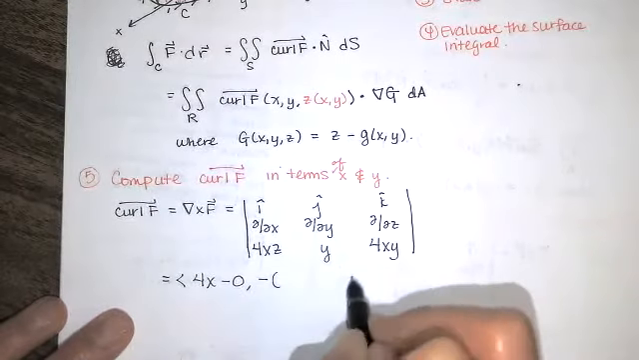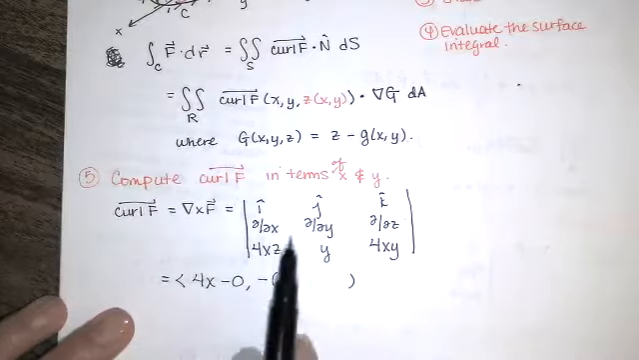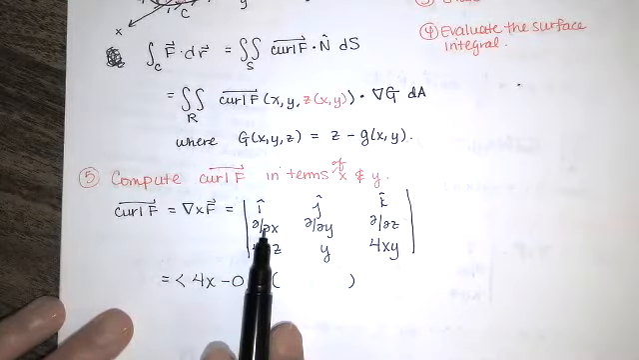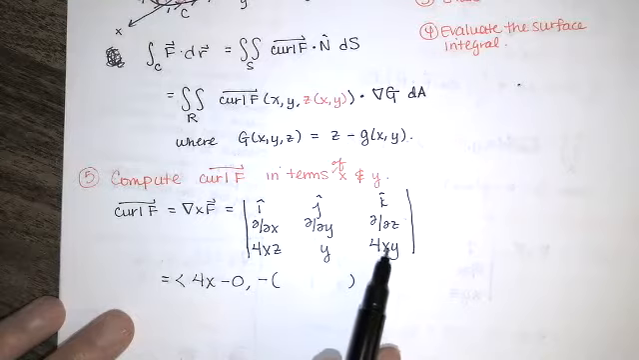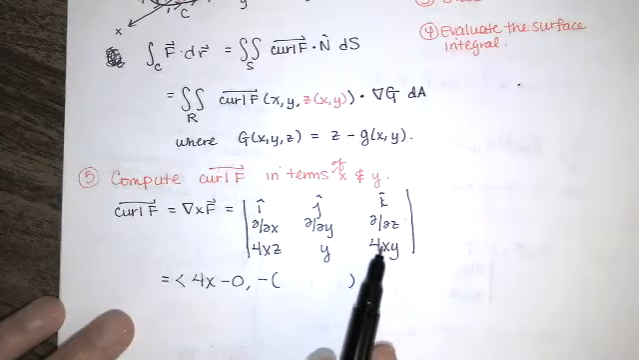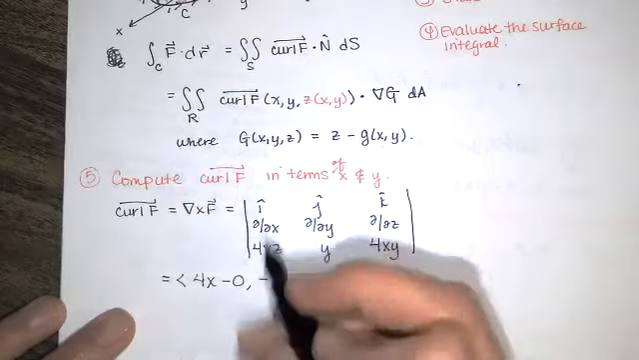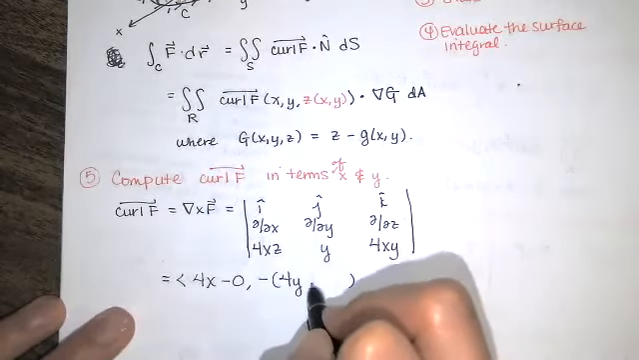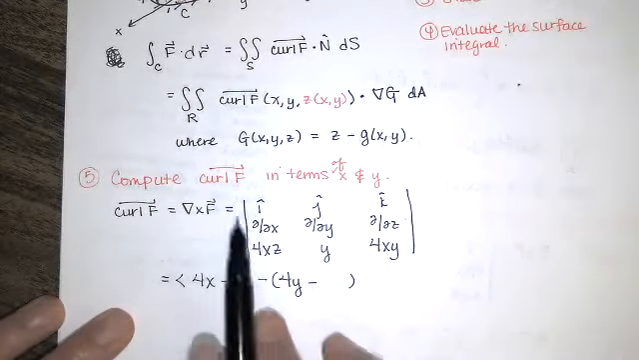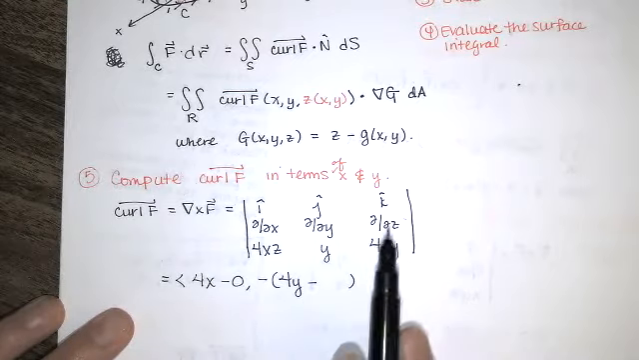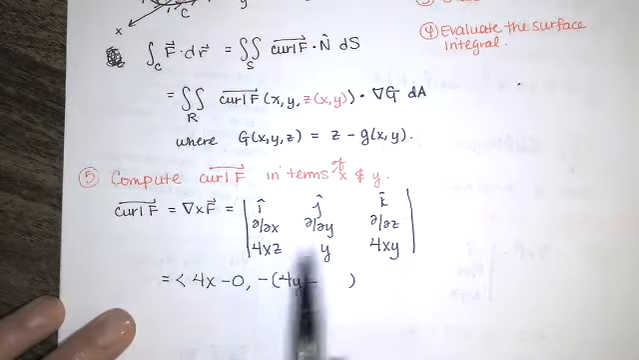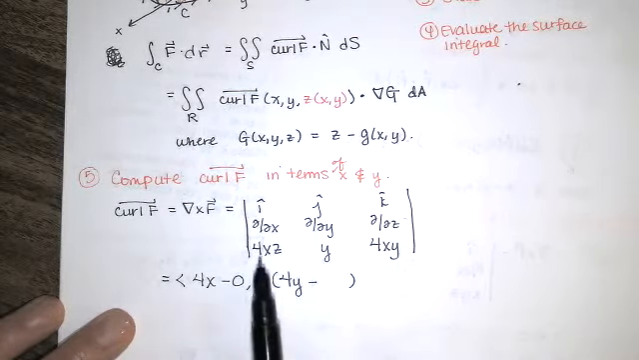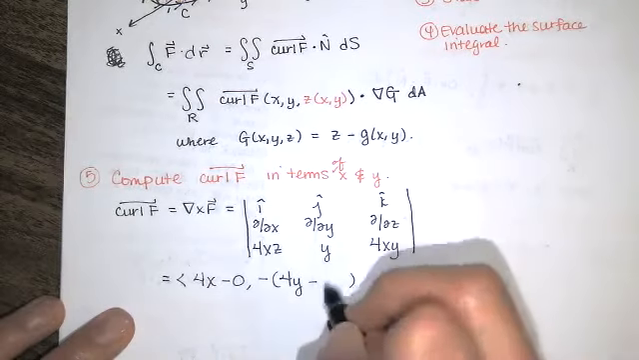Then we cross out the row and column containing j hat, and then we take the partial with respect to x of 4x times y again, so that's a constant times x. The derivative of a constant times x is just the constant. And then we subtract, so we crossed out that row and column. It's the partial with respect to z of 4x times z. Well, that's a constant times z. The derivative of a constant times z with respect to z is just the constant.